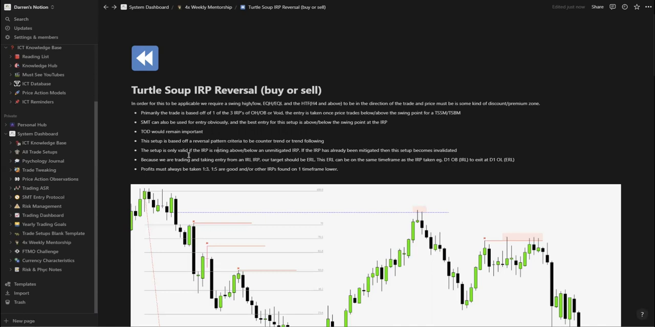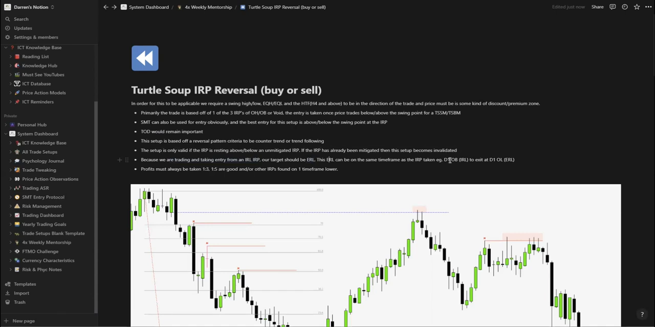It's not like a quick in and out kind of thing. You're going to have to maybe hold the trade for a day. You're going to have to hold the trade for a session. Okay, it's going to take some time for it to play out. Because we are trading and taking entry from an IRL, which is an institutional reference point, okay, our target should be external range liquidity. This external range liquidity can be on the same time frame as the IRP.